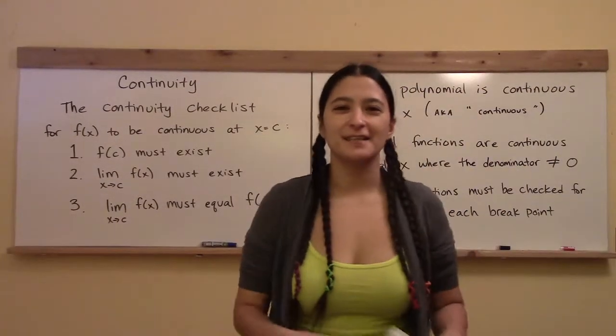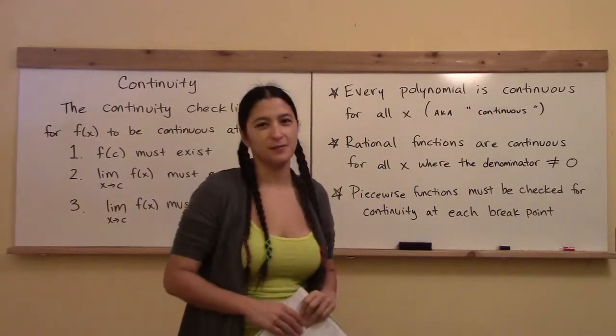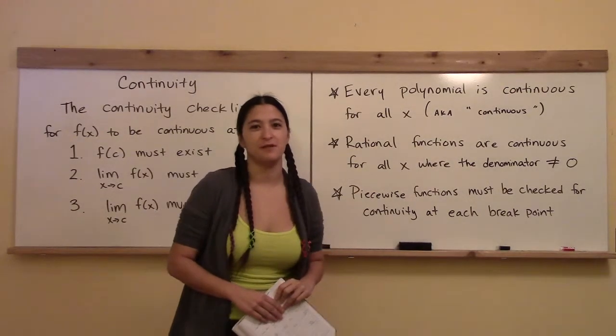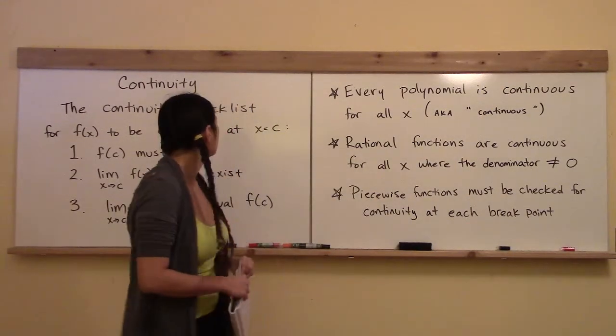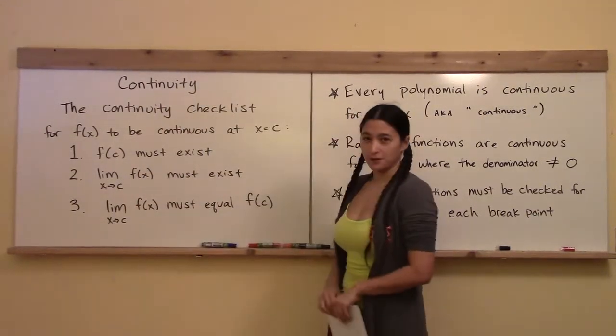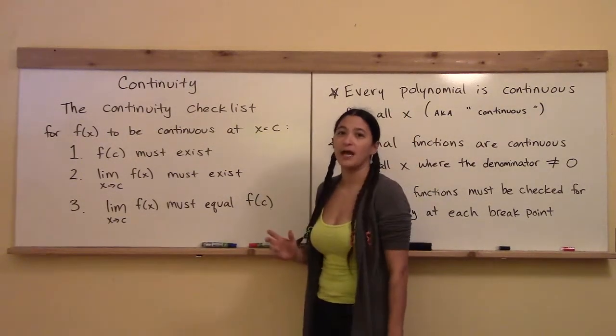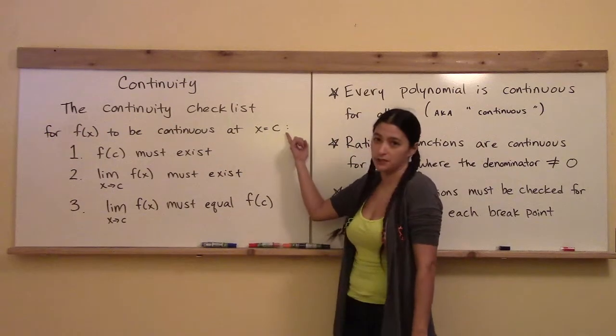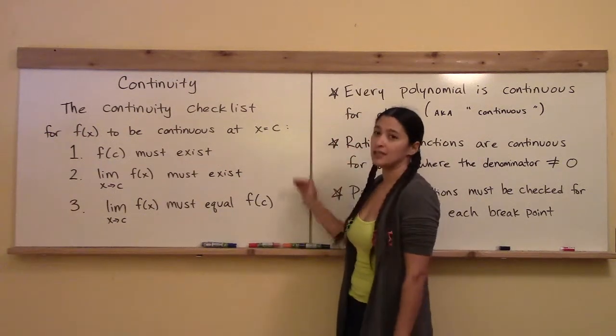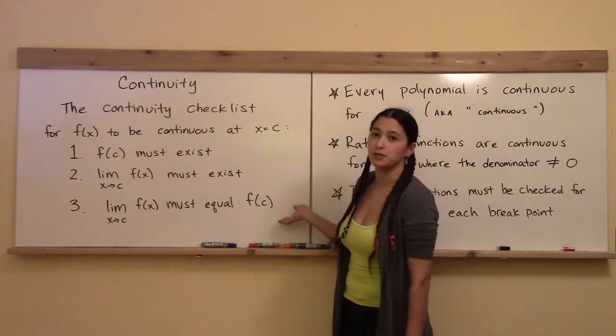Hello! This is a lecture on continuity. It's really important for us to understand what makes a function what we call continuous. Okay? So, in order for a function f of x to be continuous at one point x is equal to c, some point in particular, we need three things, and that's what we call the continuity checklist.